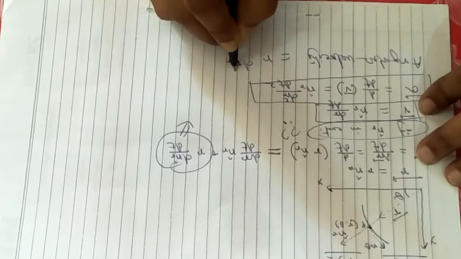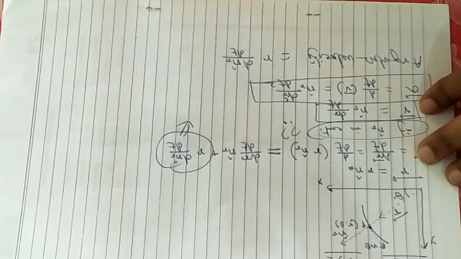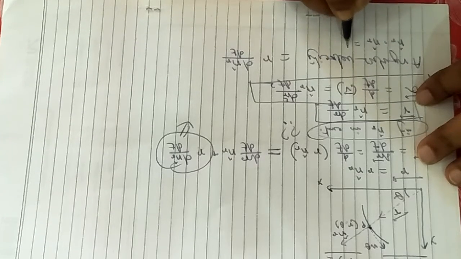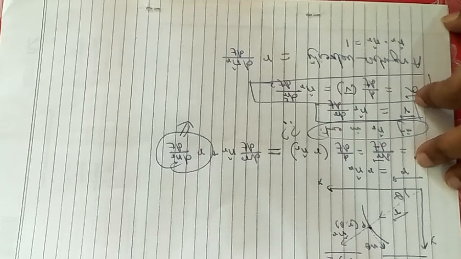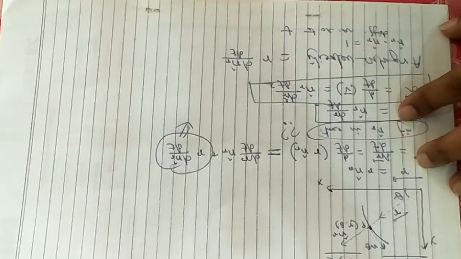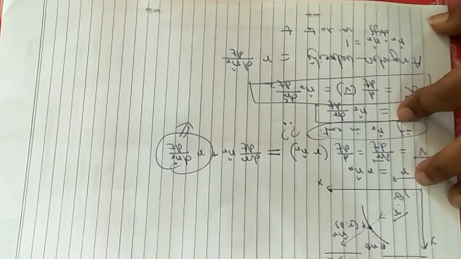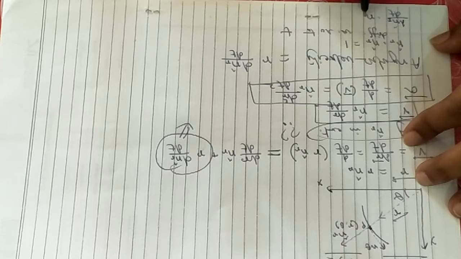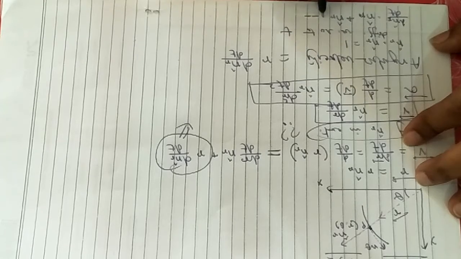d(nr cap)/dt. We know nr cap dot nr cap equals 1, that is, the product of two unit vectors is equal to 1. So if you differentiate now with respect to time t, what are you going to get? The first term will be d(nr cap)/dt into nr cap plus nr cap d(nr cap)/dt.